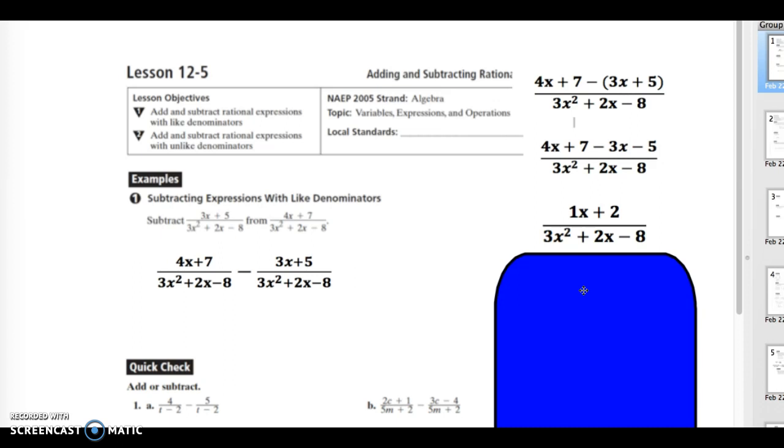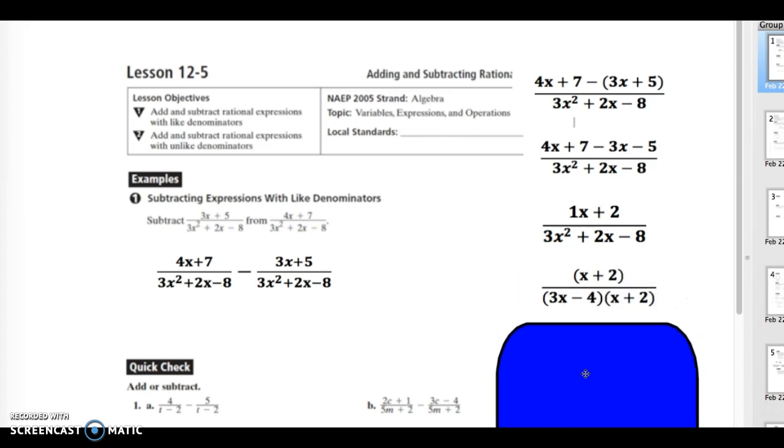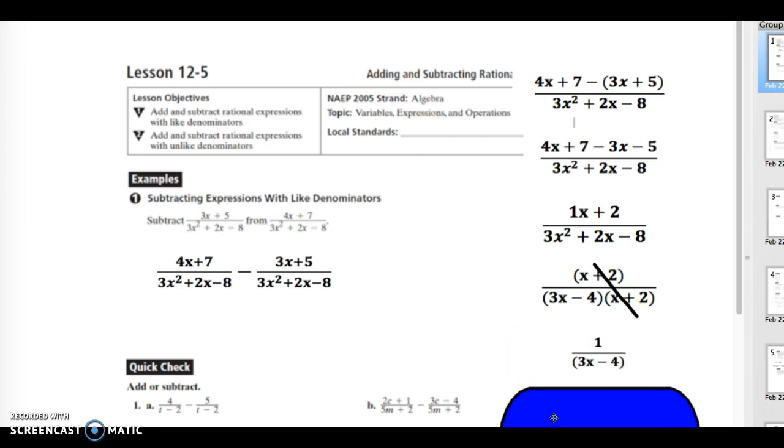Now, I wonder if my denominator might have a common term that I could use to reduce that fraction. So I'm going to factor that denominator if possible. And here's what I get. And lo and behold, guess what I have? I have an x plus 2 in my numerator and a factor of x plus 2 in my denominator. So those two factors will cancel out, and we'll zap those out because they reduce to 1. And guess what we're left with? 1 over 3x minus 4.